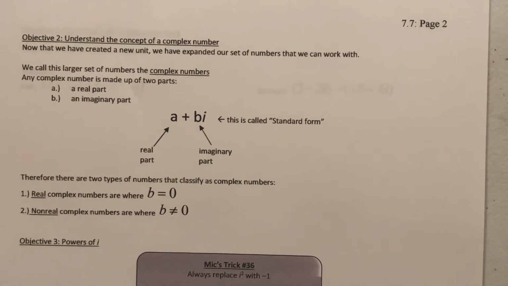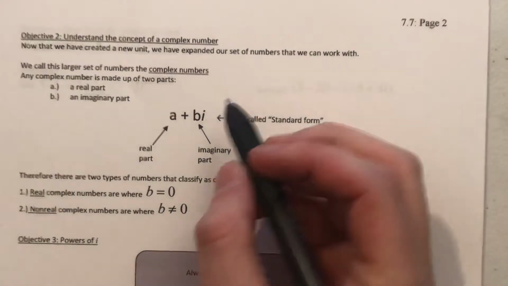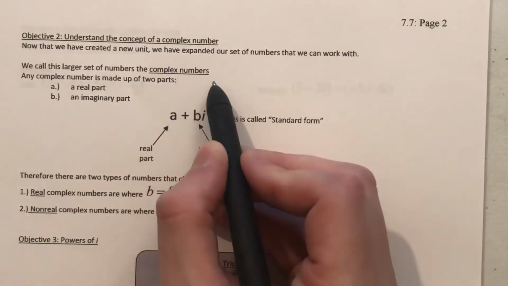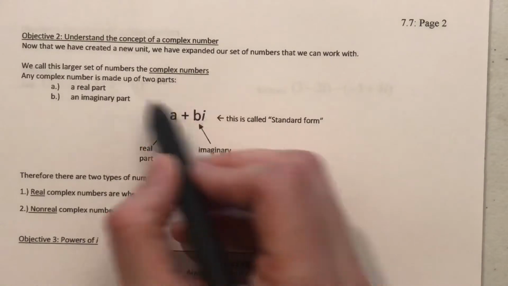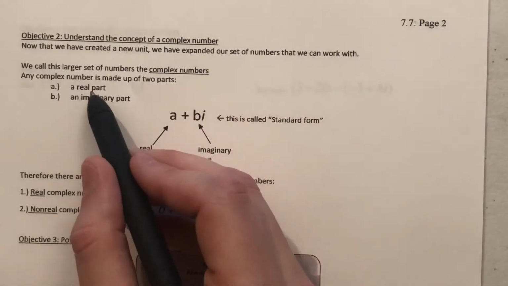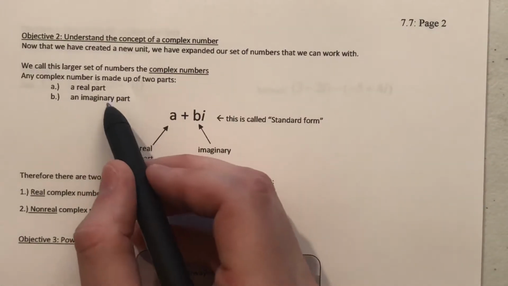So now that we've developed this set of numbers that is separate from or different from our real numbers, we want to introduce the idea of creating numbers by combining values that come from the real number system and values that come from the imaginary number system. So we create something called the complex numbers.